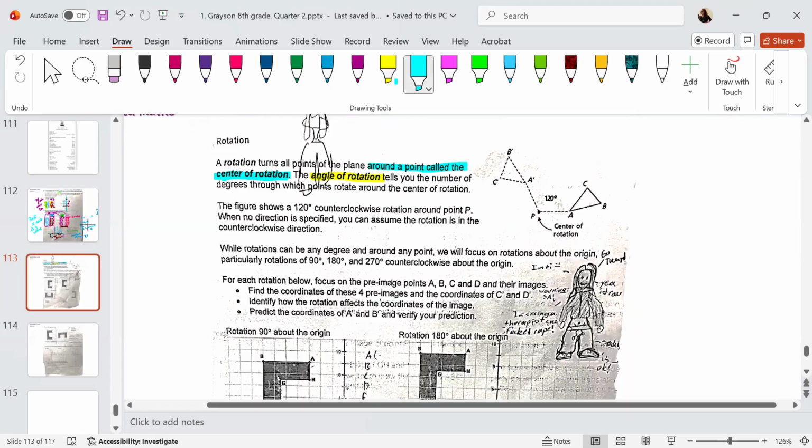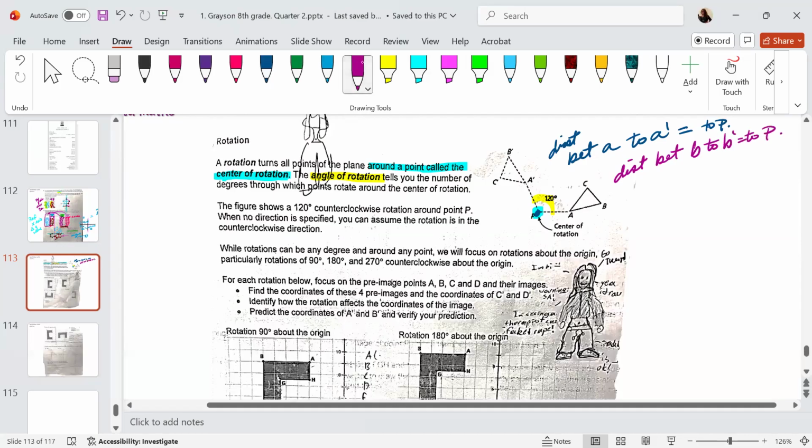The center of rotation is this point P. Do you see that? The angle of rotation is this angle right there, and it's 120 degrees. Do you see that? Okay, now, make sure you have some color pencils. From this point right here, the distance between A to A prime is the same distance to P. Do you understand? The distance between B to B prime is equal to the distance to P, okay?